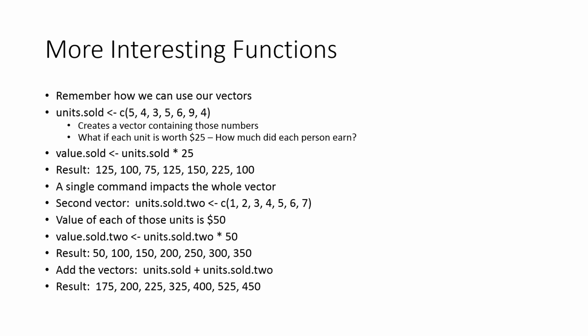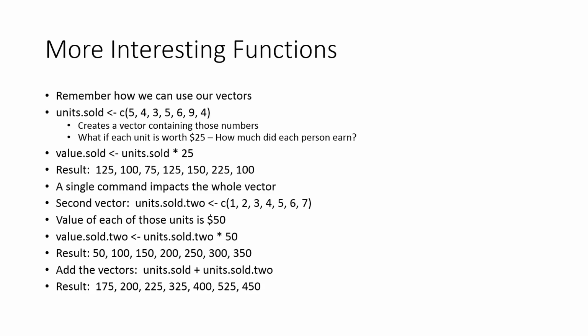If we come up with a second vector, called units sold 2, and we assign it those values using the combine function, then we decide that the value of each of those units is $50 instead of 25. We go ahead and recalculate: value sold 2 is going to be set equal to units sold 2 times 50. Then the result is going to be 50, 100, 150, and so on. You can see we basically did the same thing. We just changed the numbers.